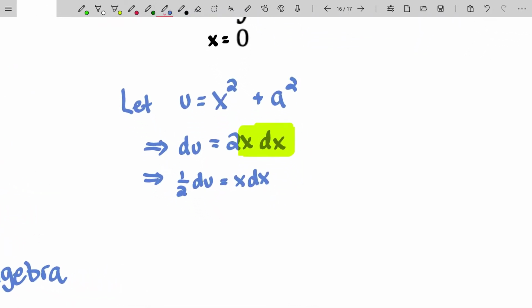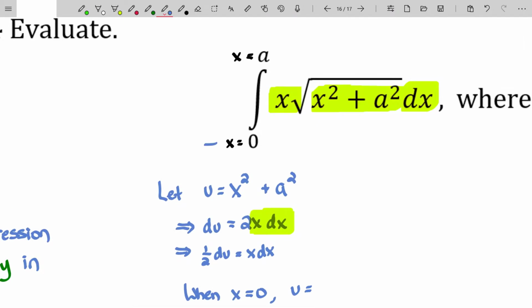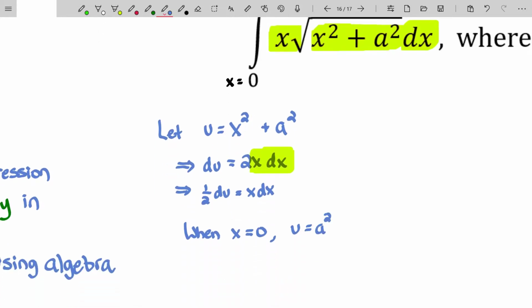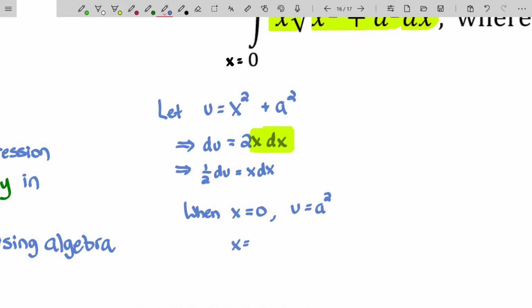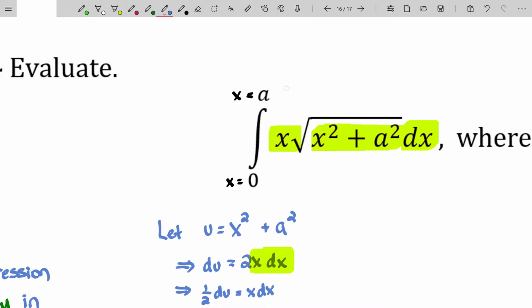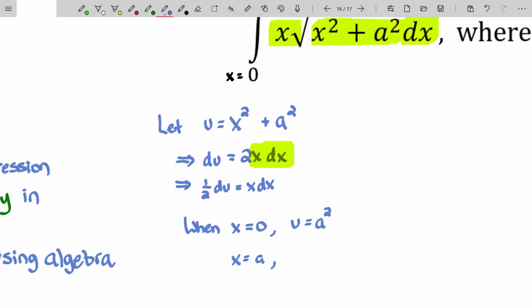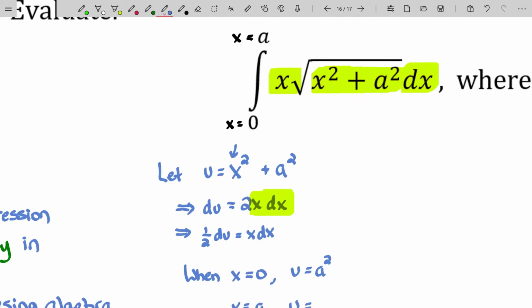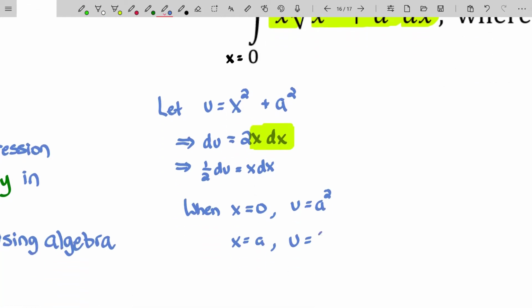All right, so when, I'll write it this way, when x is equal to 0, u is equal to, right? We're going from x equals 0 here, so let's find out what u, our lower limit for u, will be. Well, if you let x equals 0 in this equation that relates u to x, u will equal 0 plus a squared. So u will equal a squared. When x is equal to a, that's the upper limit, u is equal to a squared plus a squared, which is 2a squared.